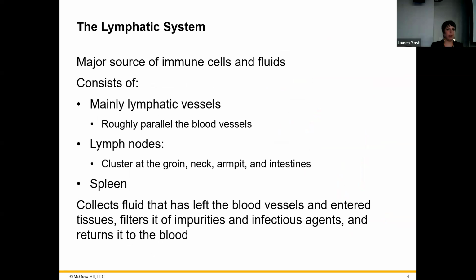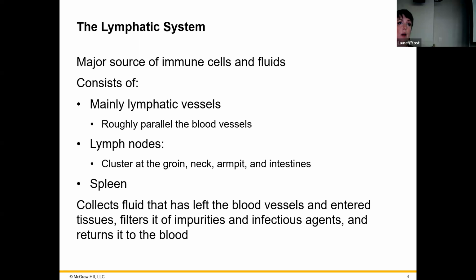Lymphatic system we've talked about previously. It consists of the vessels as well as the tissues associated with it. The lymph nodes are the more characteristic tissues in the lymphatic system. We have several clusters in the groin, neck, armpit, and intestines, but we can have them scattered throughout the body. The spleen is also considered part of both of these systems.